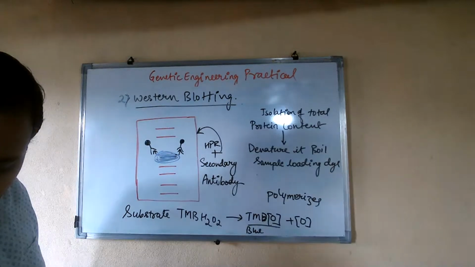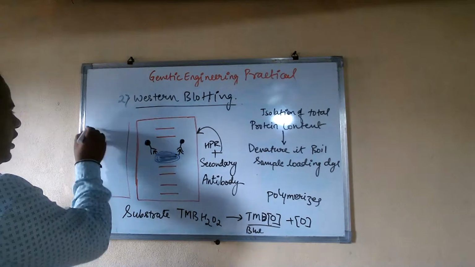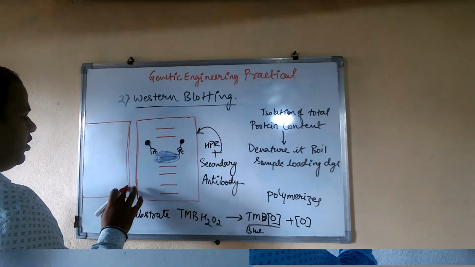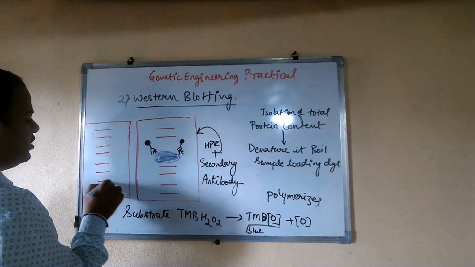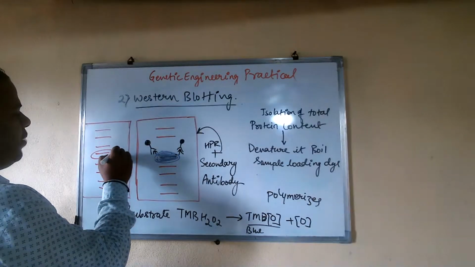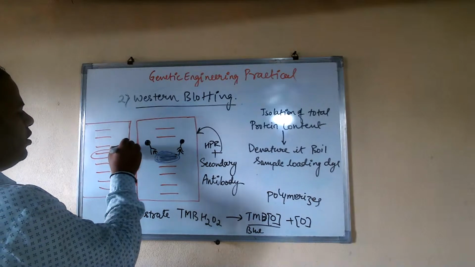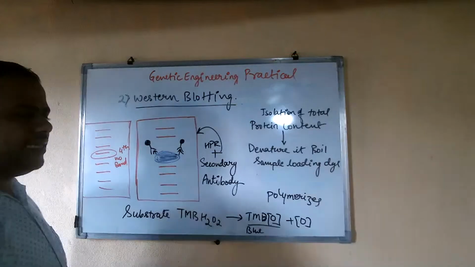Suppose this was the gel piece here at the starting, and these are the different bands that are present, protein bands. So out of that we can tell that this is the fourth band that is present in this protein sample.